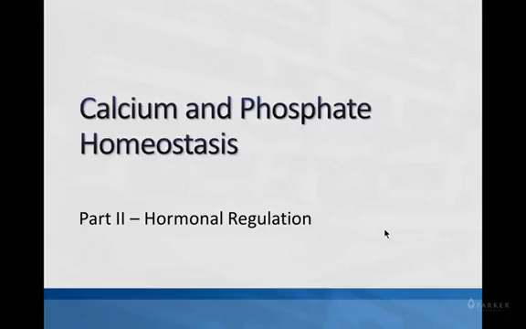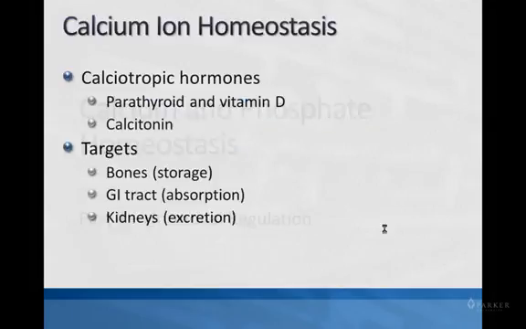This is the second part to the webinars covering calcium and phosphate homeostasis. In this webinar, we'll discuss the hormonal regulation, the role of vitamin D, parathyroid hormone, and calcitonin. As an overview, we're going to be discussing what we refer to as calciotropic hormones. That's just a general term for parathyroid hormone, vitamin D, and calcitonin.